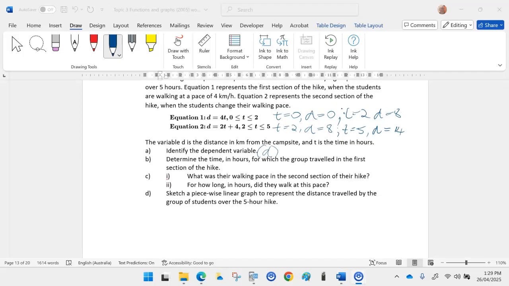For part B, determine the time in hours for which the group travelled in the first section of the hike. Well, the first section of the hike was between t is 0 and t is 2. That means that in the first section at least, they hiked for 2 hours.